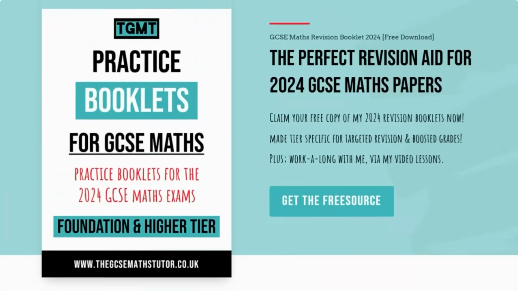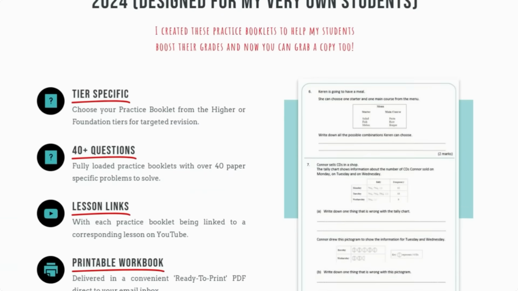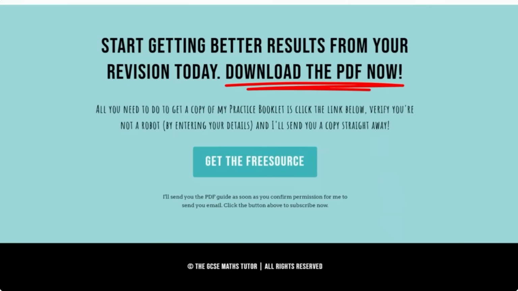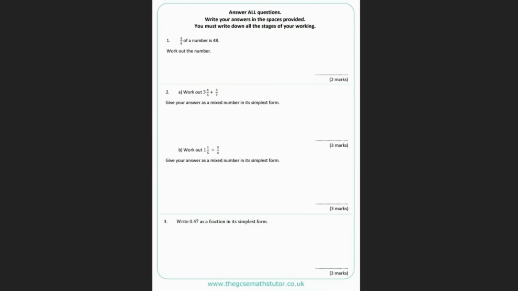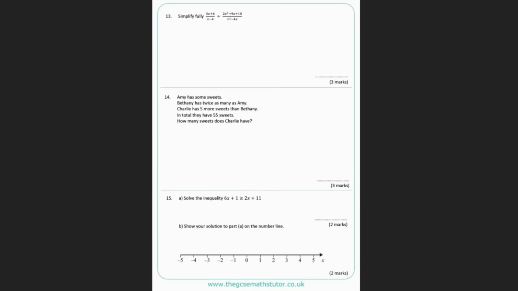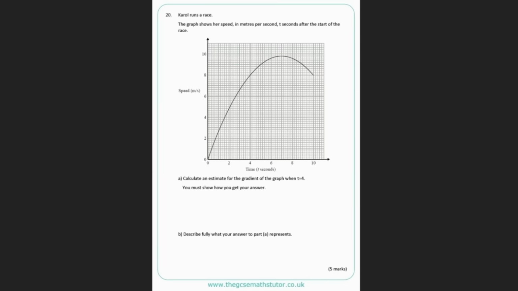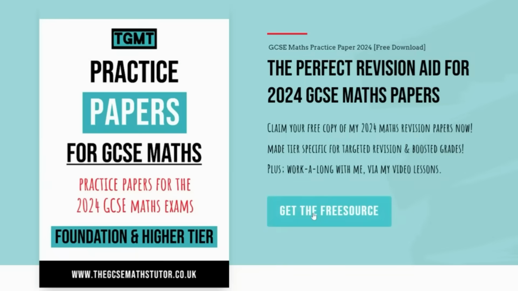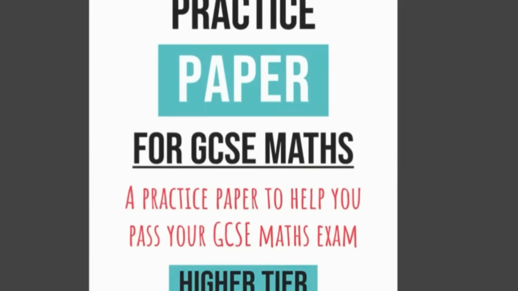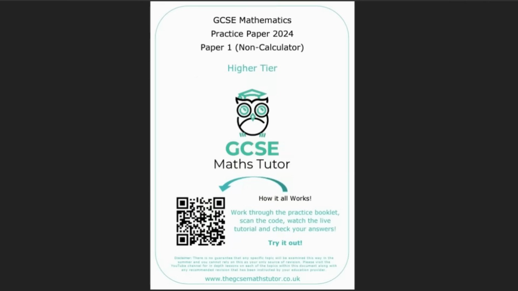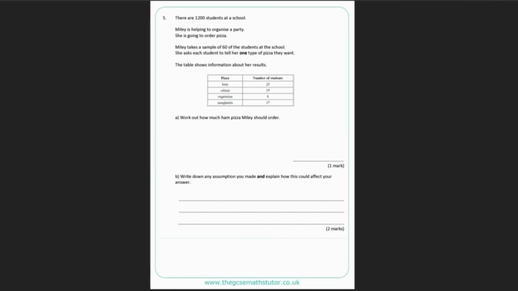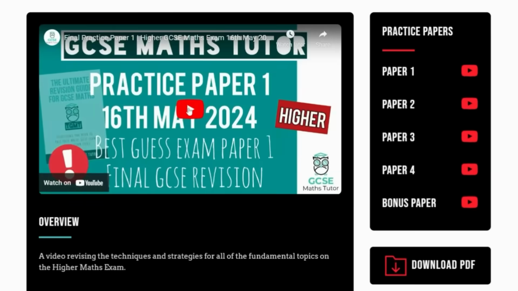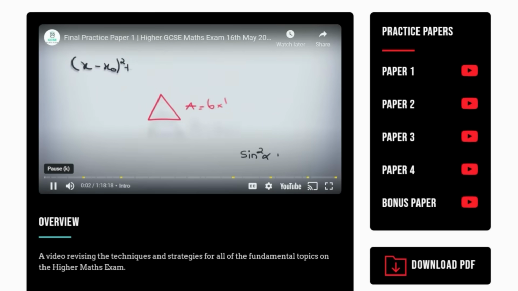Tip 2, my paper 2 practice booklets. Once you've worked through the YouTube lessons identified by the revision checklist, then you need to work through my paper 2 specific practice booklet to solidify your understanding of the topics in preparation for the exam. Tip 3, my paper 2 practice papers. The night before the exam, it's time to complete my paper 2 practice paper to refresh your understanding of the topics that I'm guesstimating will appear on paper 2.